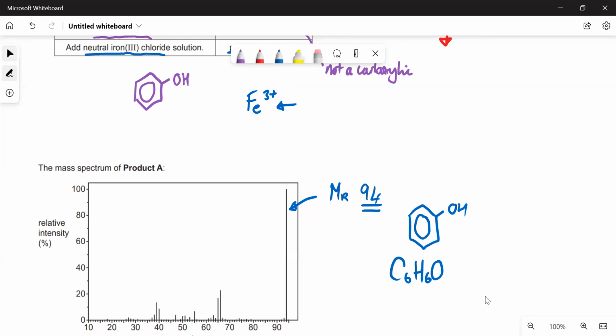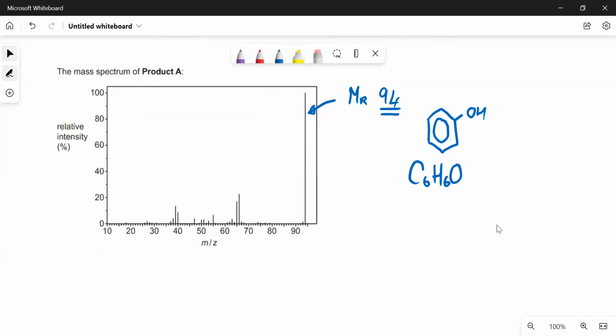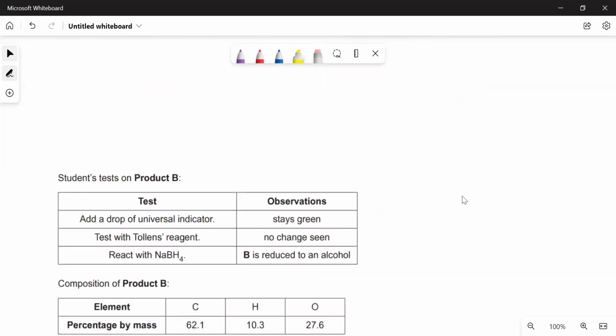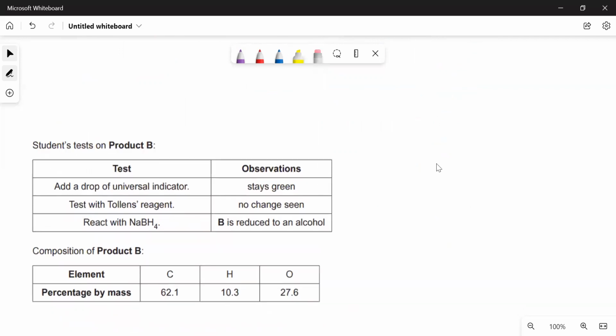Now we need to look at what product B could be. Okay, so we form phenol, and product B. Now don't forget what we're adding here again. We're adding propene to benzene, and we need some oxygen as well there.